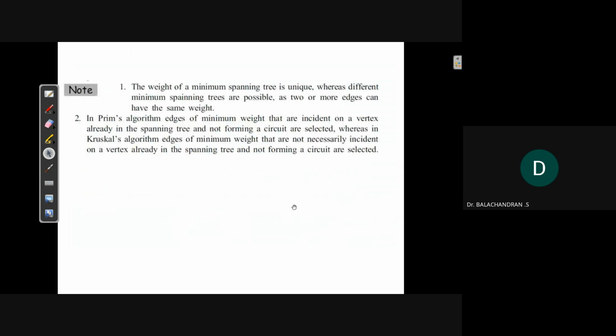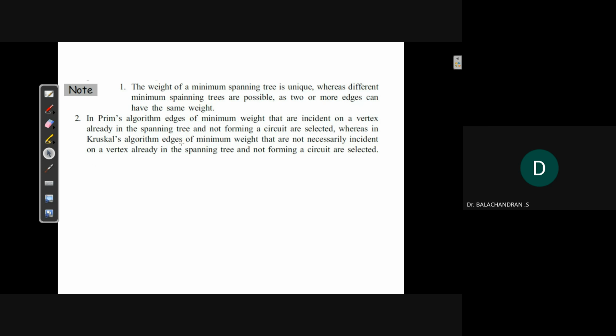Okay, so Prim's algorithm already has been discussed. So some of the notes, maybe this note has already been discussed. Okay, the weight of the minimum spanning tree is unique, whereas different spanning trees are possible, as two or more edges can have same weight. Okay, in Prim's algorithm, edges of minimum weight that are incident on a vertex already in the spanning tree and not forming a cycle are selected.